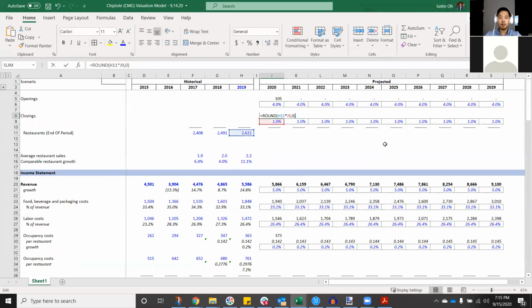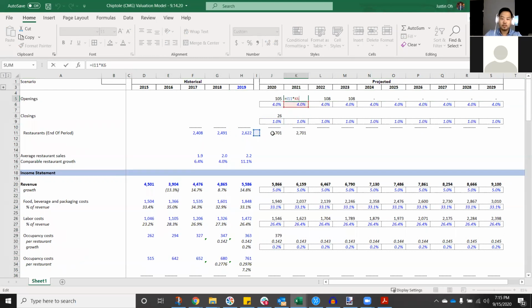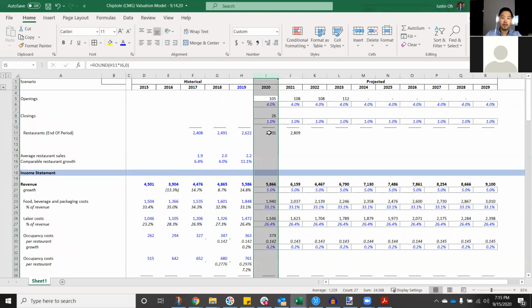So according to these dummy assumptions, in 2020, they opened 105 restaurants and they closed 26. So we go equals that one plus how many you open minus how many you close. Make sense so far? Take that as yes. And then you just have to hook it up, because obviously you can make it easier by doing this and then adding the space later.